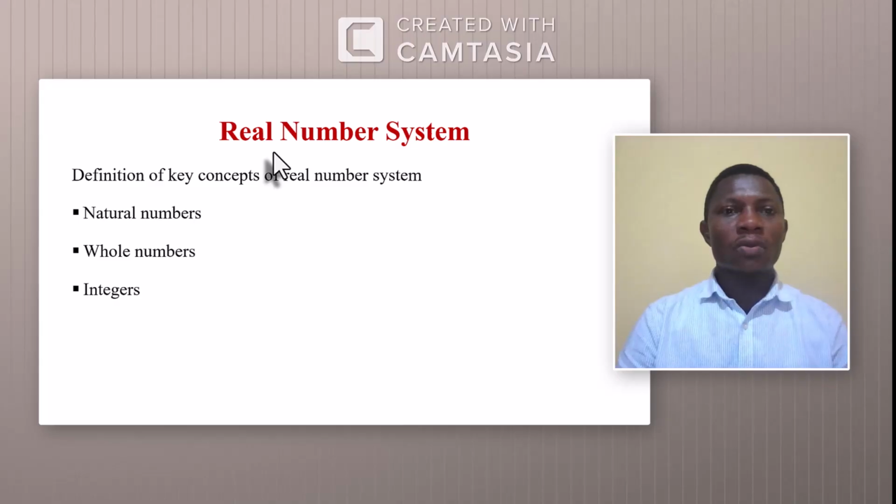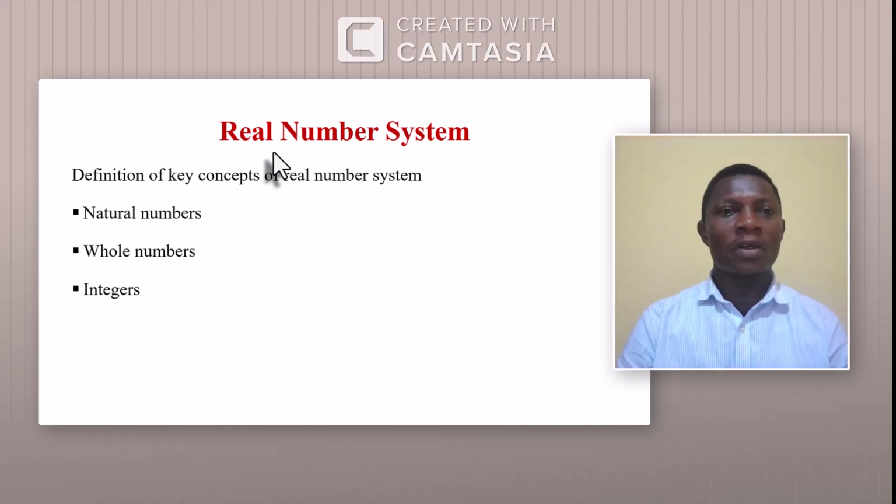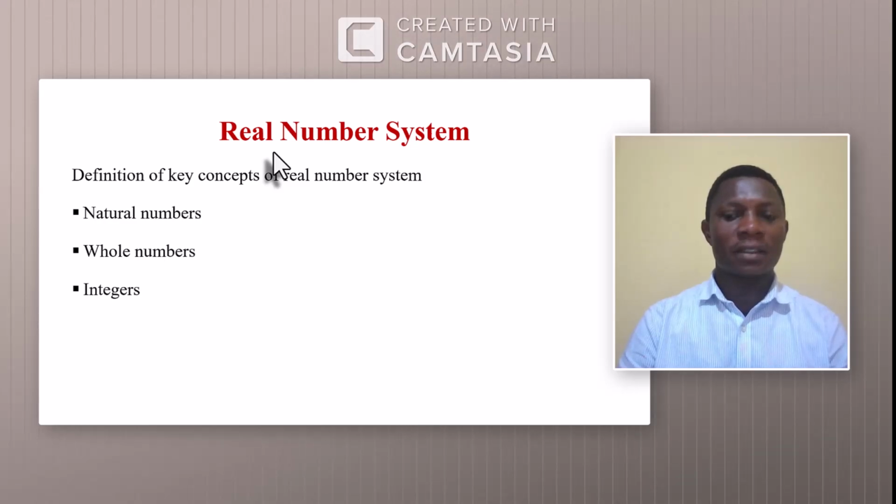In this video, we are looking at real number system. And before we move on to the major components of real number system, let us look at three key concepts of real number system. The three concepts we are looking at are natural numbers, whole numbers, and integers.